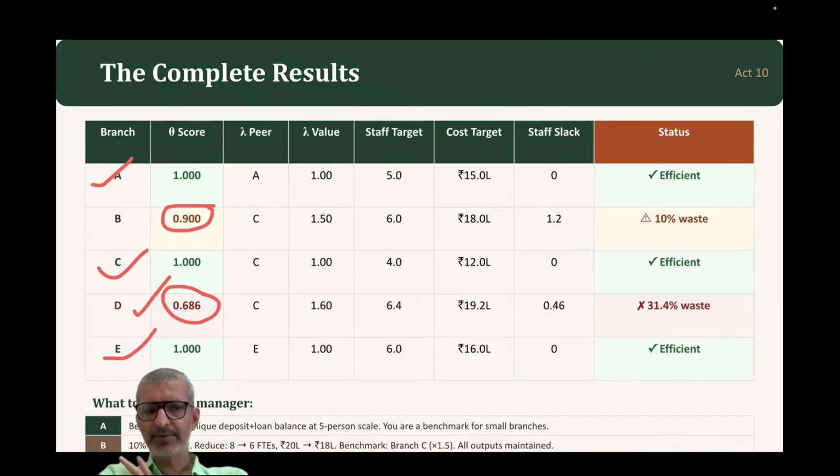So what we need to do is reduce the number of FTEs and try to improve the output. That's the bottom line here. So this is how you do data envelopment analysis, and there are tools available which will solve it directly for you. Thank you very much.